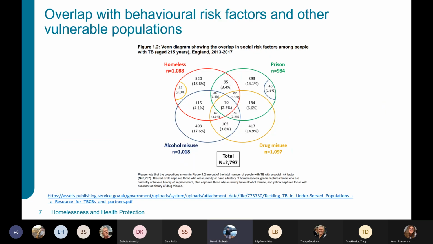This slide is just pointing out that when we talk about the homeless population, it will significantly overlap with other vulnerable populations. For example, people who've got a history of imprisonment or people who may be sex workers as well, and or overlap with other high prevalence of risk factors or risk behaviours, for example, drug and alcohol use or frequent unprotected sex. So in this particular example, this is from tuberculosis, and it shows social risk factors.